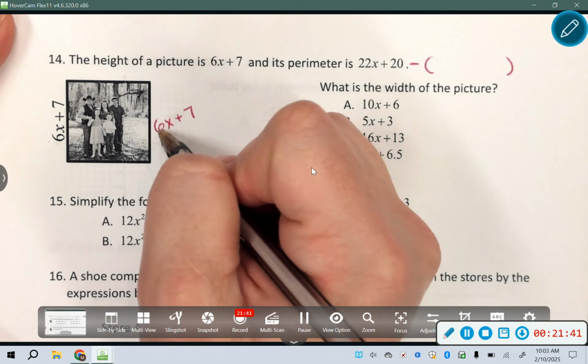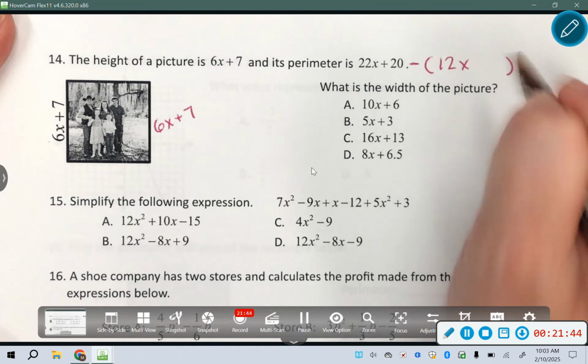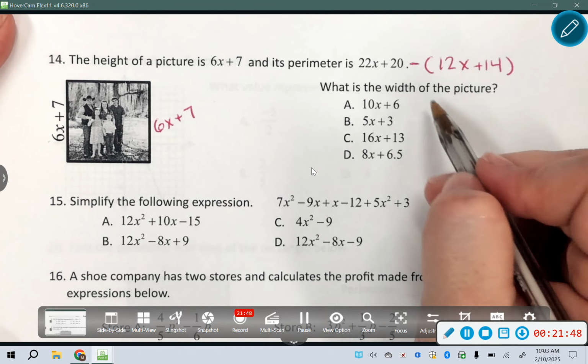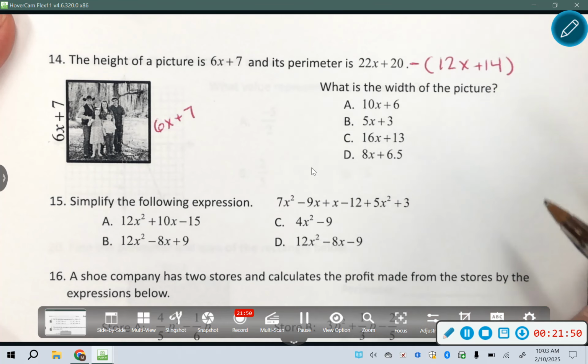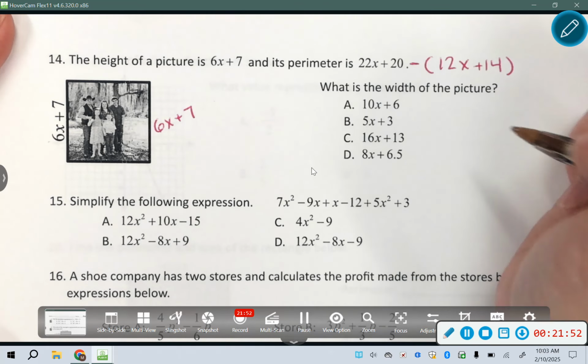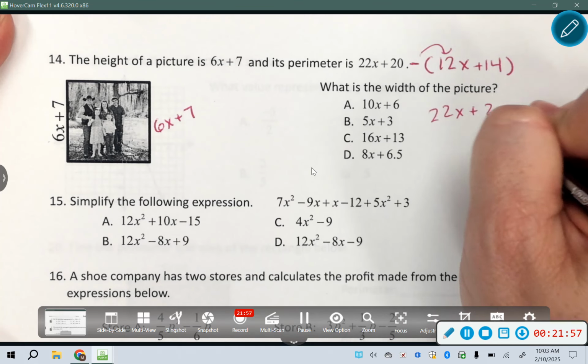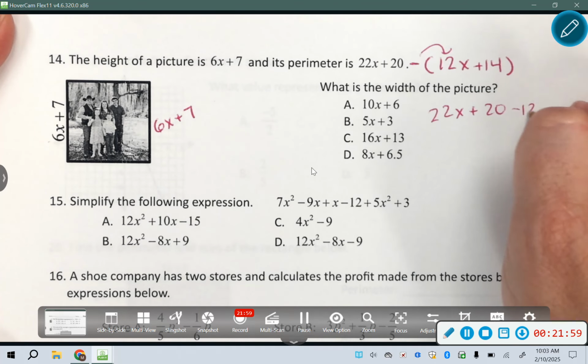So 6x plus 6x is 12x. 7 plus 7 is 14. But I have to take away that whole measurement. So I'm going to subtract with parentheses, and I need to distribute. So I get 22x plus 20 minus 12x minus 14.